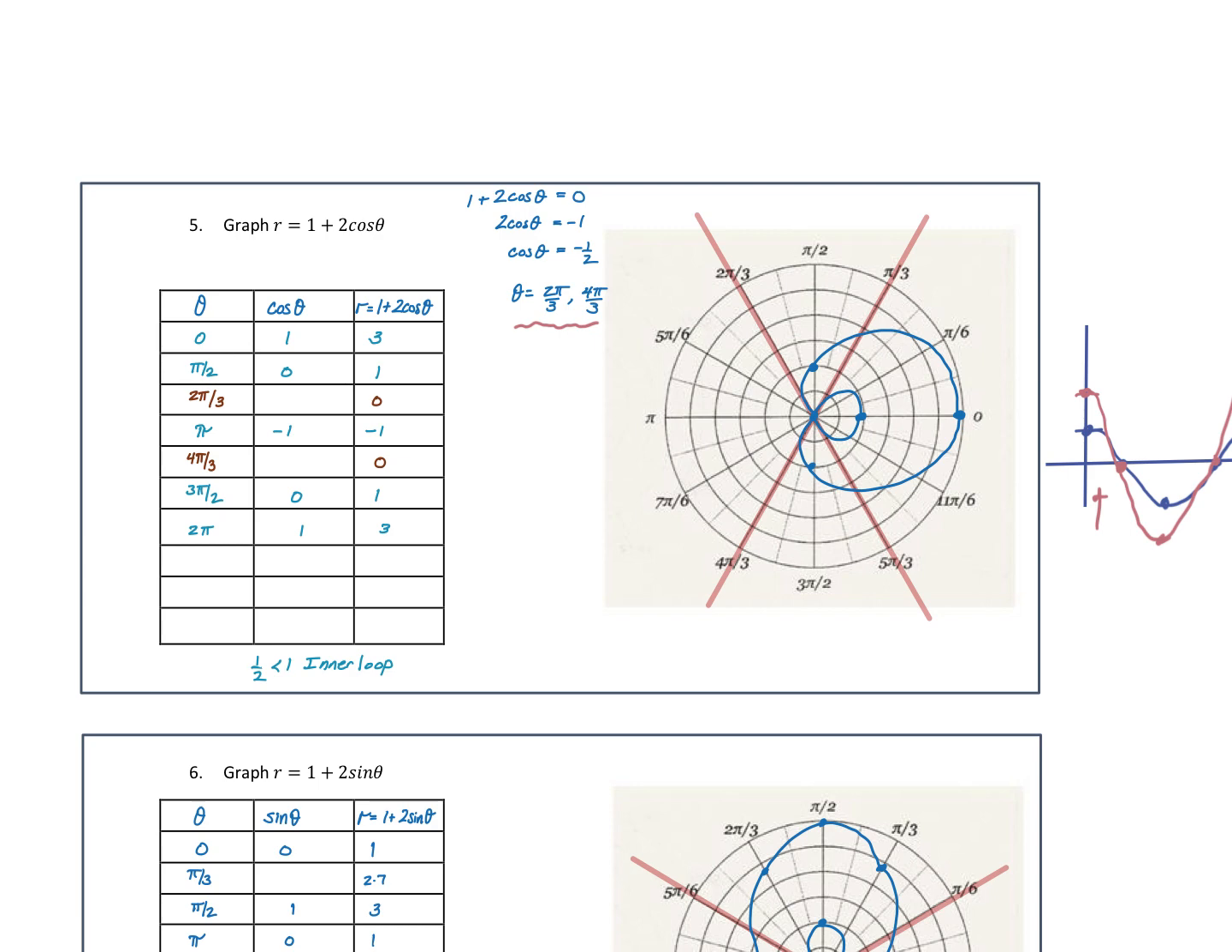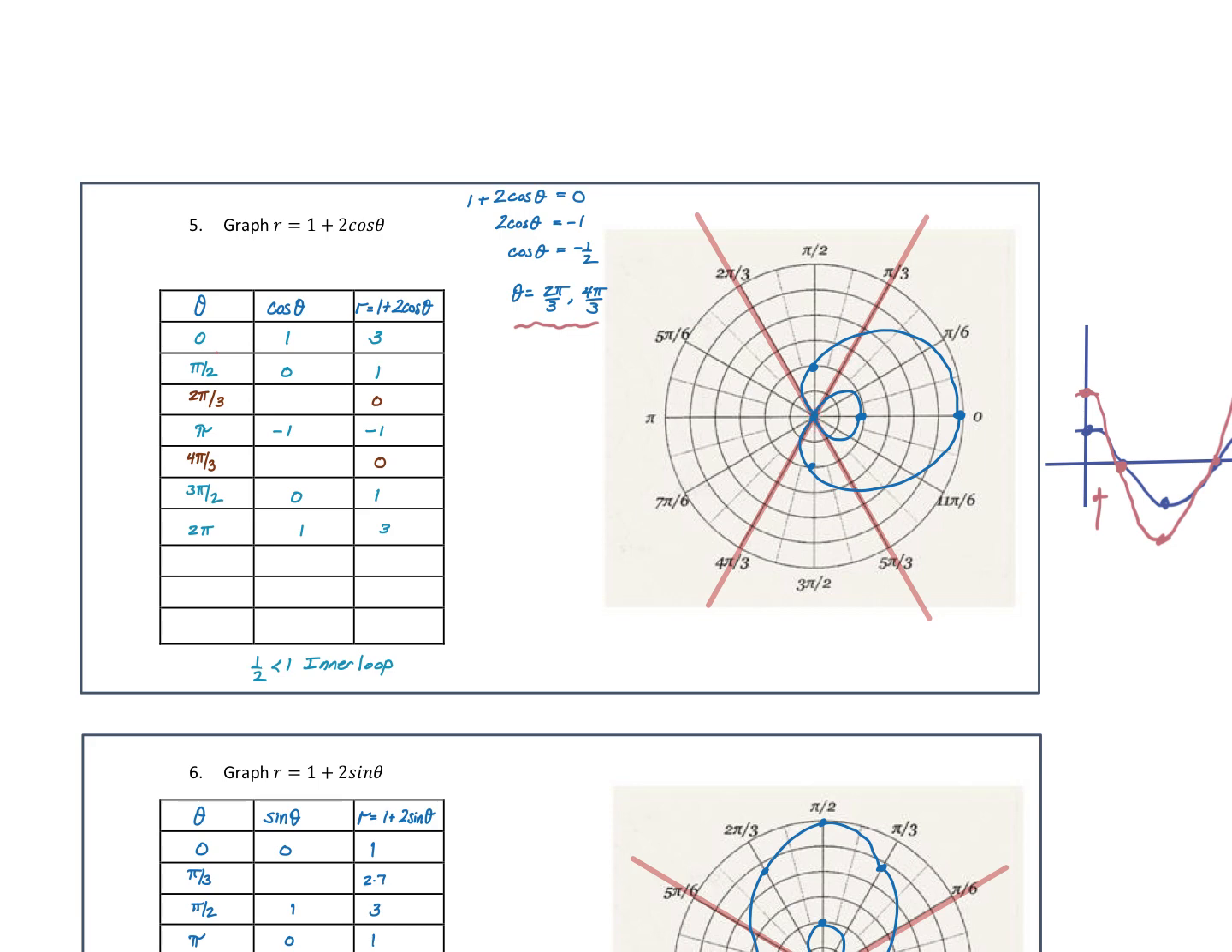So I'm going to go ahead and just plot my points. We're picking 0. Cosine of 0 is 1. Plug it into the function, we get 3. So at 0, we're at 3. So that's this point right here. Then I go to pi over 2. Cosine of pi over 2 is 0, and so we get the 1. So at pi over 2, it's at 1. So you start here and you come back to there. Okay? And then at 2 pi over 3, we go to 0.